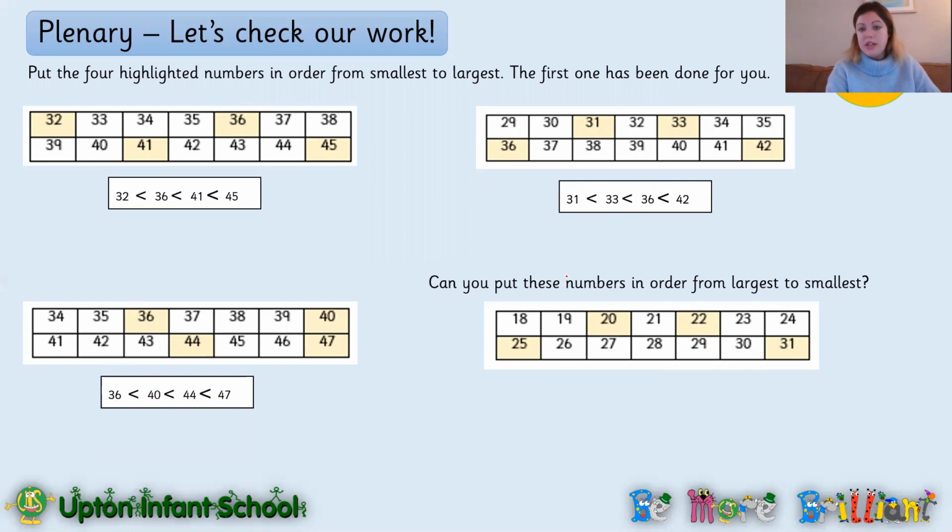Now, this final question here was tricking us. This asked us to put them in order from largest to smallest. So you should have started on 31 and gone back. So 31 is more than 25, 25 is more than 22, 22 is more than 20. So because we were putting them in order from largest to smallest, you needed to use your more than symbols. So well done if you got that right, because that one was super tricky.